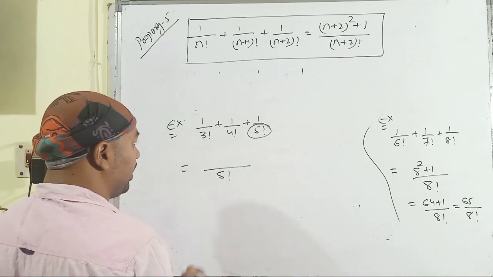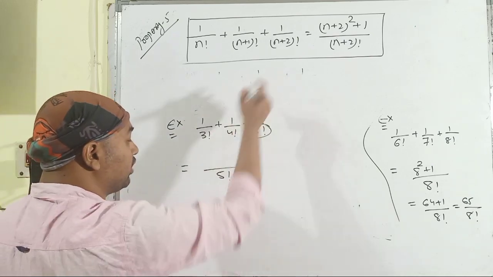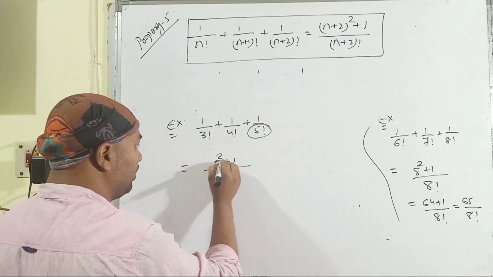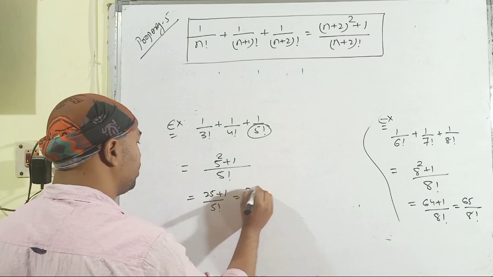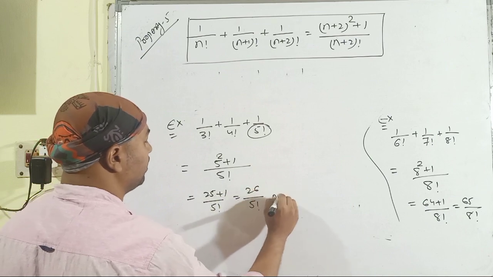So it is 5 factorial in the denominator, and in the numerator, as per the answer, it is 5 square plus 1, that is 25 plus 1, divided by 5 factorial, that means 26 divided by 5 factorial, and this is the answer.